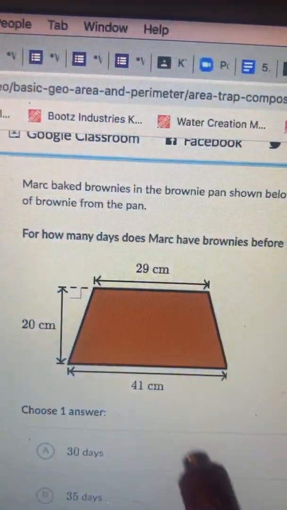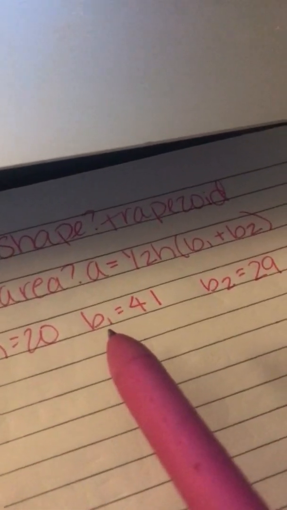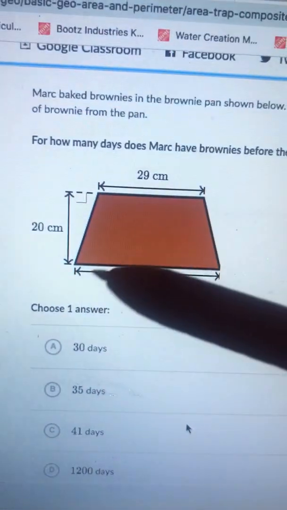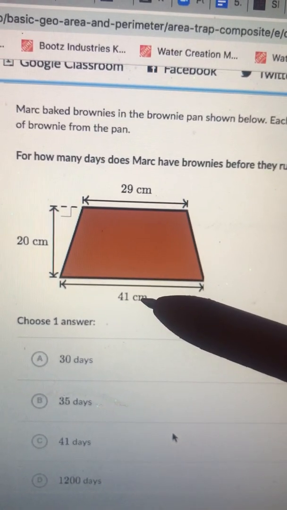So if I'm going to plug in, my height is 20. And I have base 1, let's say 41. And then let's do base 2. Base 2 can be 29. It doesn't matter what order you put it in. So height is 20, base 1 is 41, base 2 is 29. So now I can plug it into my area formula for a trapezoid.